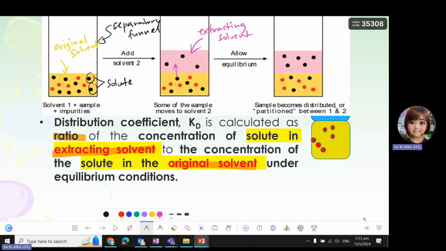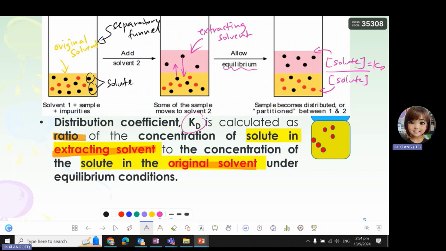Now, remember, this is not a one-way process. Some of the solute may travel back to the original solvent. So it's a two-way process, and it will continue until it reaches equilibrium, whereby there will be a fixed concentration of solute in the extracting solvent and the original solvent. So when this happens, the concentration of solute in the extracting solvent divided by the concentration of solute in the original solvent is actually the Kd value.